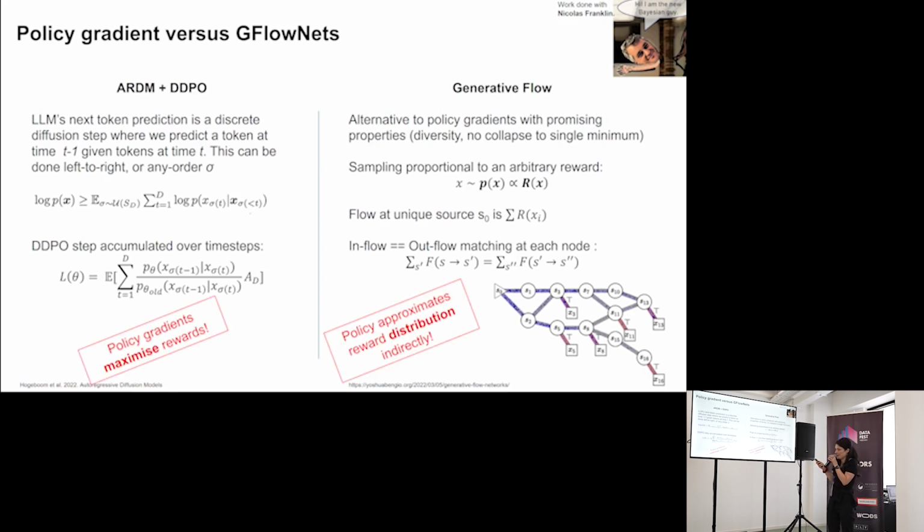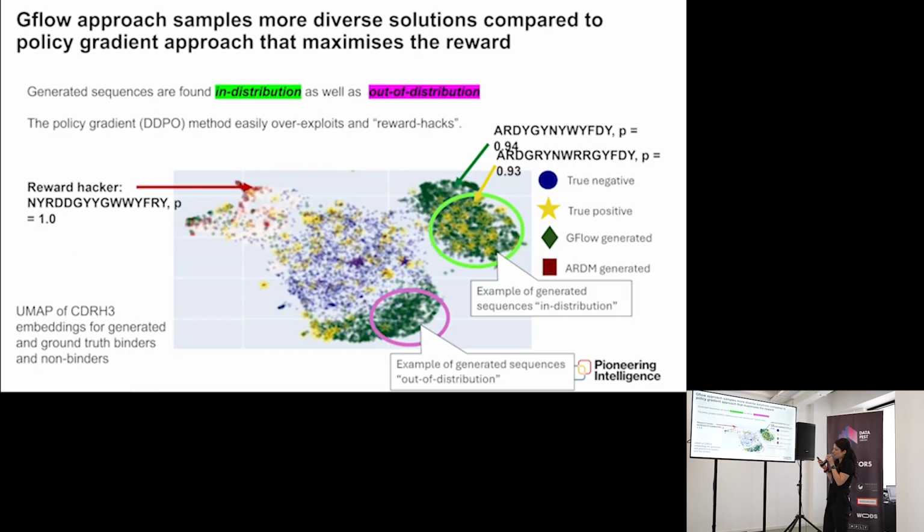And if there is anything that I want you to take away from this slide, it's actually just these two red boxes. Policy gradients maximize rewards. That's how they tend to focus just on one win. Whereas the generative flow policy approximates a reward distribution indirectly. So it will generate sequences that are good rewards, but also non-binders. But that way you get diverse solutions and you do not collapse, and you can continue exploring.